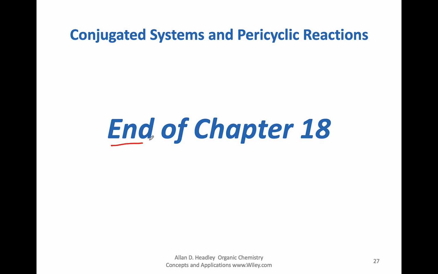Make sure you can find the bonds that are broken, the bonds that are formed. Because it's important to understand how these reactions work so you can predict the product. Not only predict the product, but predict the appropriate stereochemistry of the products.